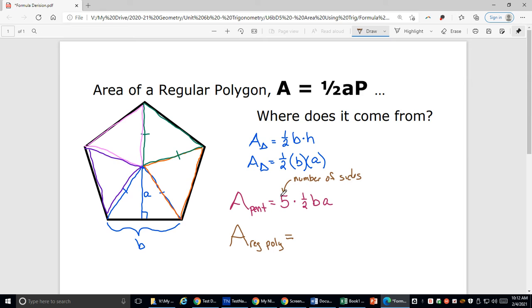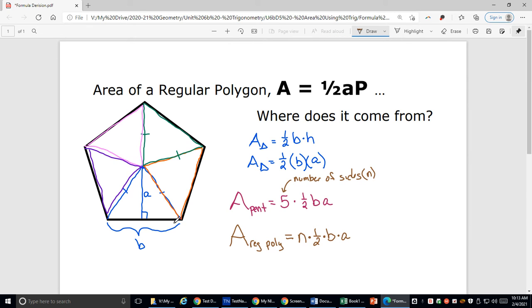So instead of putting a 5 there, if I were to replace that with n for the number of sides, we could say the number of sides is going to give me the number of triangles I can create. I'm going to multiply that by 1/2, which is being multiplied by the base, which is being multiplied by the apothem, which was the height of that original triangle. Okay, so now we're close. We have 1/2 and we have an A, but how do my N and my B go away, and where do I get a P from?